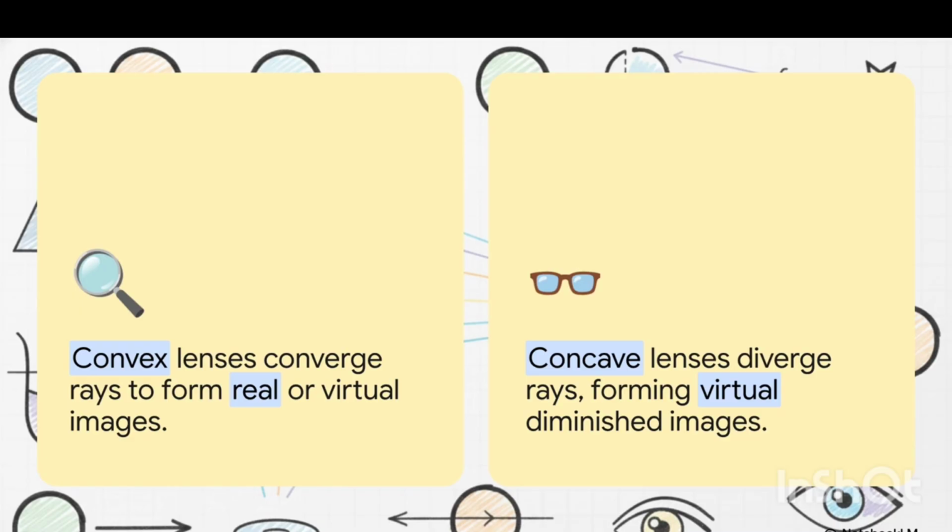First, we have the convex lens. It bulges outward right in the middle, and its fundamental job is to converge incoming light rays. It brings them all together to a specific focal point. It's super versatile, capable of forming both real and virtual images.